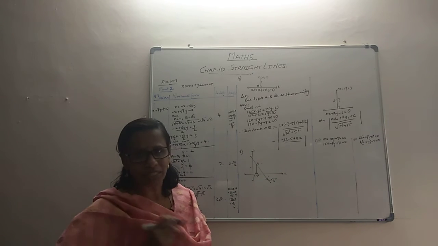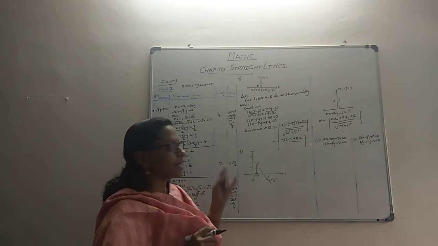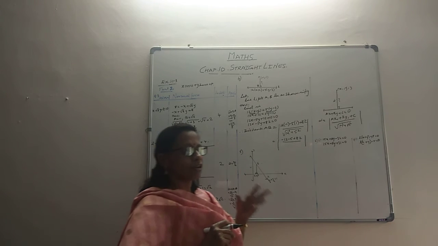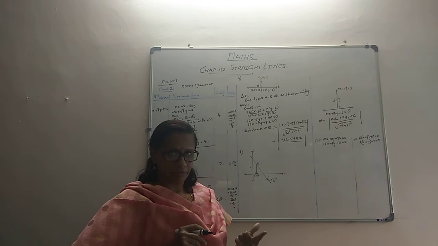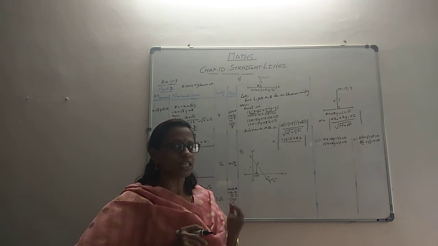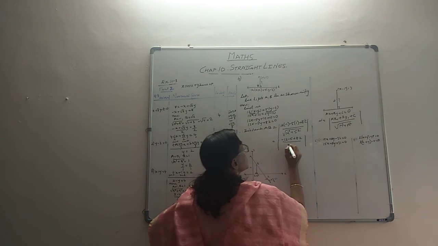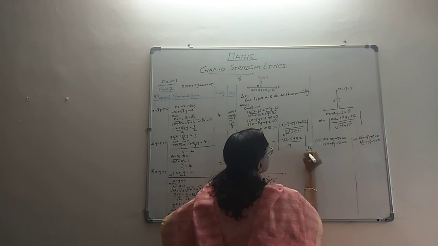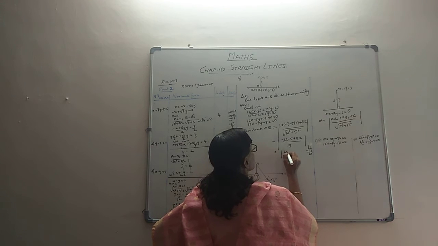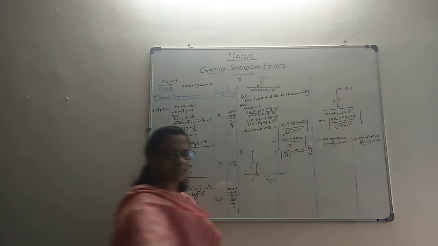Only I was telling about the triplets. If you're very good at triplets, 12 and 5 is a triplet with 13, so you can directly write 13. But if you're not so good at triplets, then we calculate: 12 squared is 144, 5 squared is 25, 144 plus 25 is 169, root of 169 is 13. Like that you will get this value as 13. And this is minus 17, so 82 minus 17 is 65. So it is 65 by 13, which is 5. So your distance is 5 units.